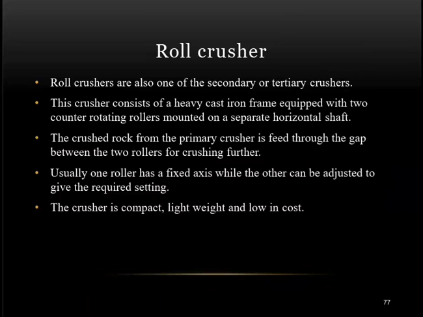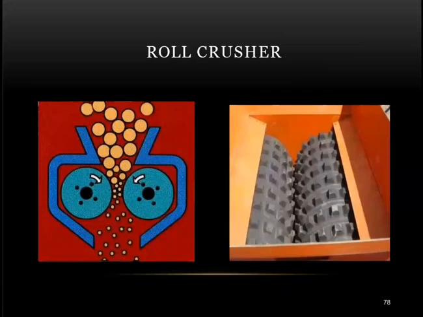Next one is roll crusher. Roll crushers are also one of the secondary or tertiary crushers. This crusher consists of a heavy cast iron frame equipped with two counter-rotating rollers mounted on separate horizontal shafts. The crushed rock from the primary crusher is fed through the gap between the two rollers for crushing further. Usually one roller has a fixed axis while the other can be adjusted to give the required setting. The crusher is compact, lightweight and low in cost. So here you can see a schematic diagram and real life image of a roll crusher.